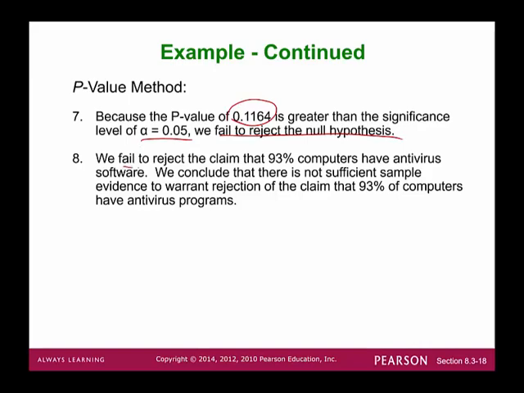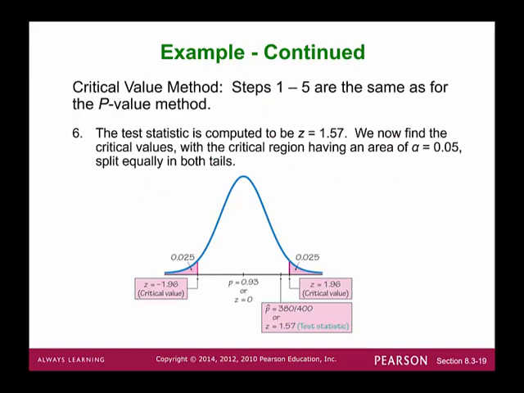So we fail to reject the claim that 93% of computers have antivirus software. We conclude there's no sufficient sample evidence to warrant rejection of the claim that 93% of computers have antivirus programs. This is the p-value method.